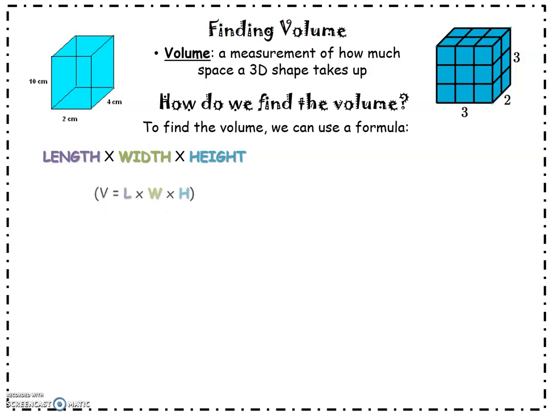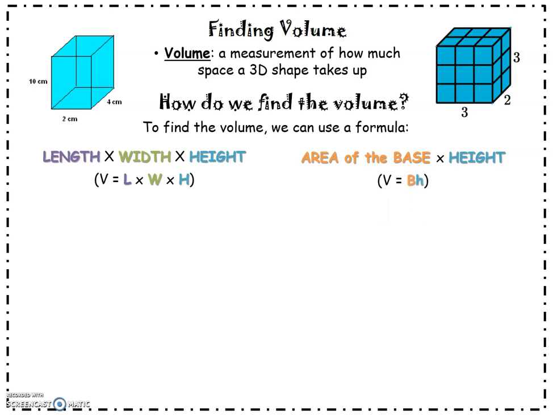A lot of times you see this shortened to volume equals L times W times H, for length times width times height. Now there's a second formula that we can use as well, which is that volume is equal to the area of the base times the height. And that formula looks like this: V equals capital B, lowercase h.